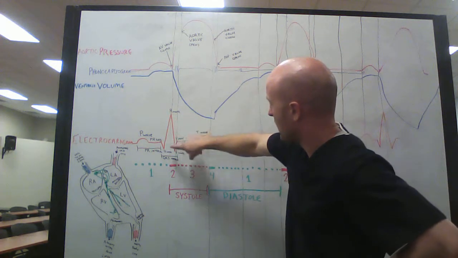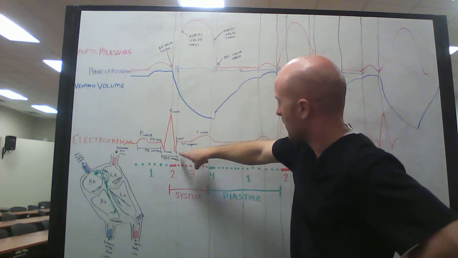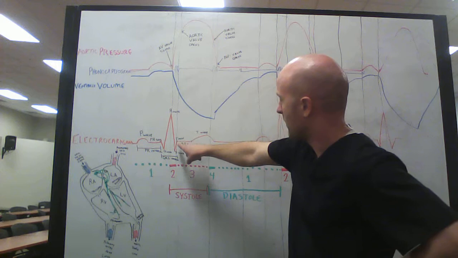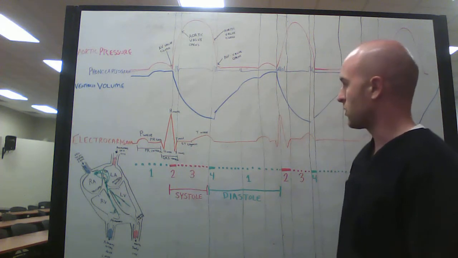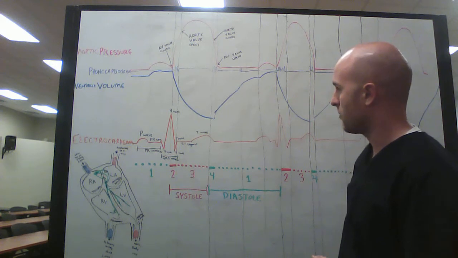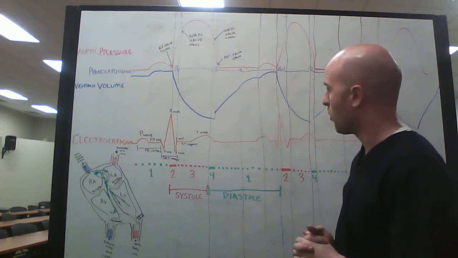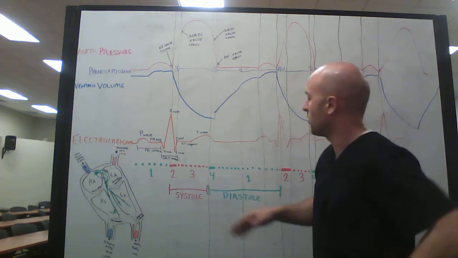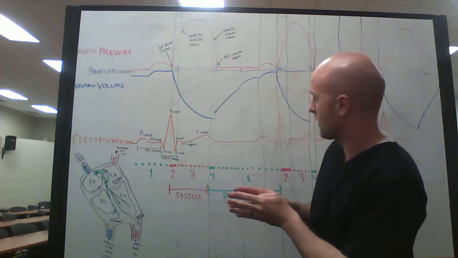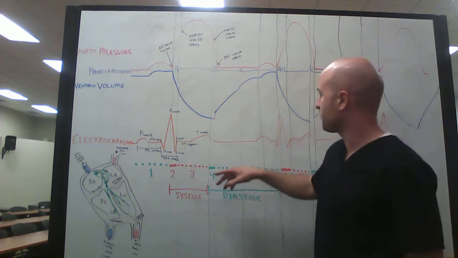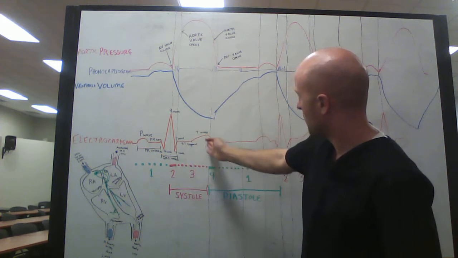So here's the QRS complex, going down here to the S wave, and then coming back up to the J point, and there's the ST segment. The ST segment is going to represent this little period of time before the ventricles repolarize again. Which means they're still in full contraction. They haven't repolarized yet. So now this aortic valve is going to close.